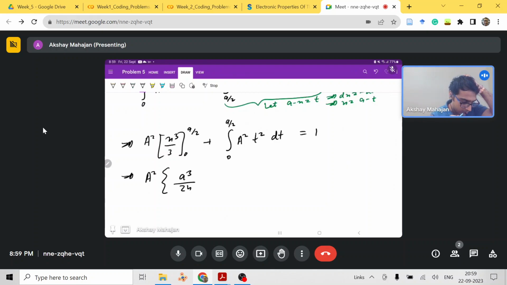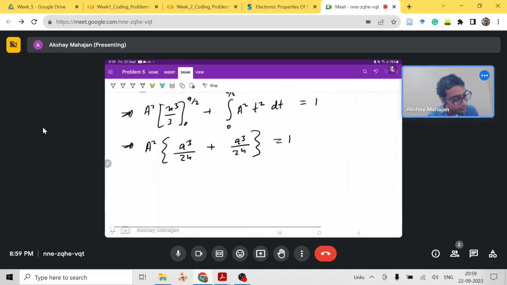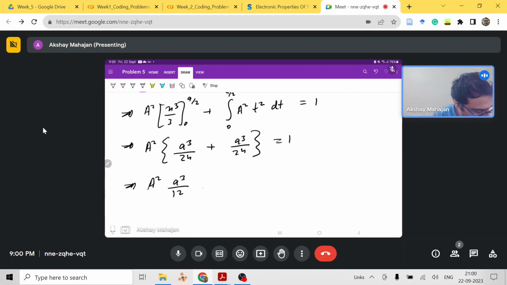Alright, this is a cube by 24, plus this t cube will be the same, t cube integration, t cube by 3. Okay, this will also be t cube by 3, and this will give me a cube upon 2 cube 8, here 24. This will also give you the same integral. You can check, t square will also be t cube by 3. So what you will get is a square times a cube upon 12. That should be equal to 1.